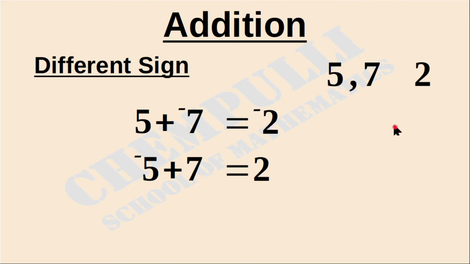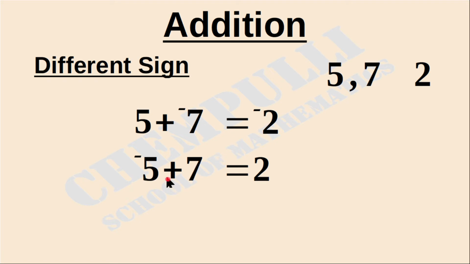Then write which one? That number with the big number sign. Then you have to check the big number. Here in the first case, what is the big number? 7 is the big number, the sign is negative, that is negative 2. We got the answer negative 2.